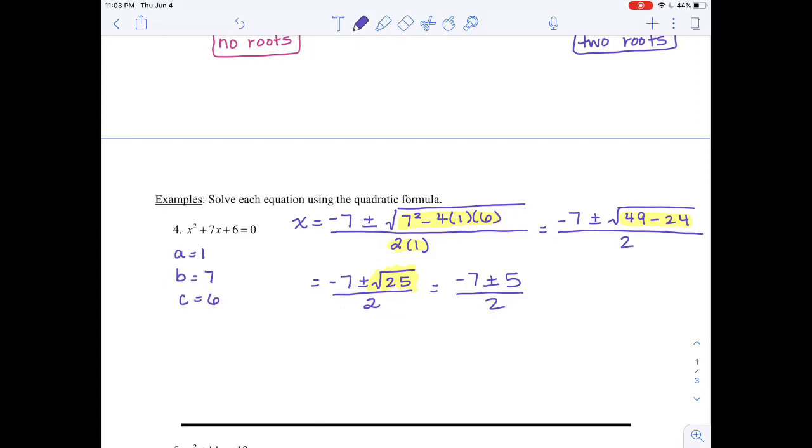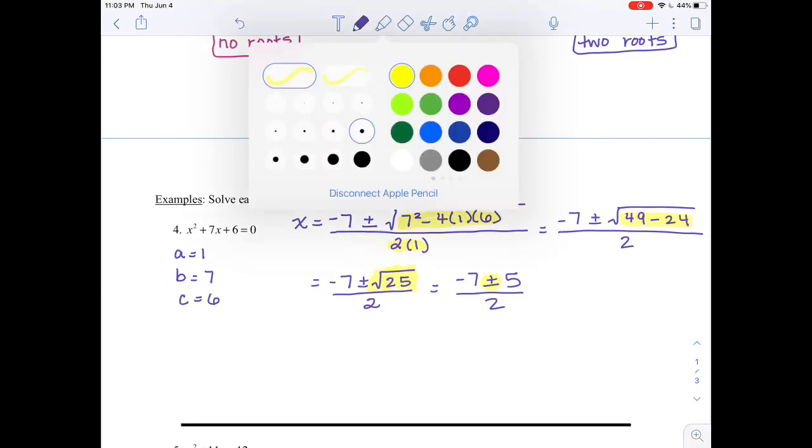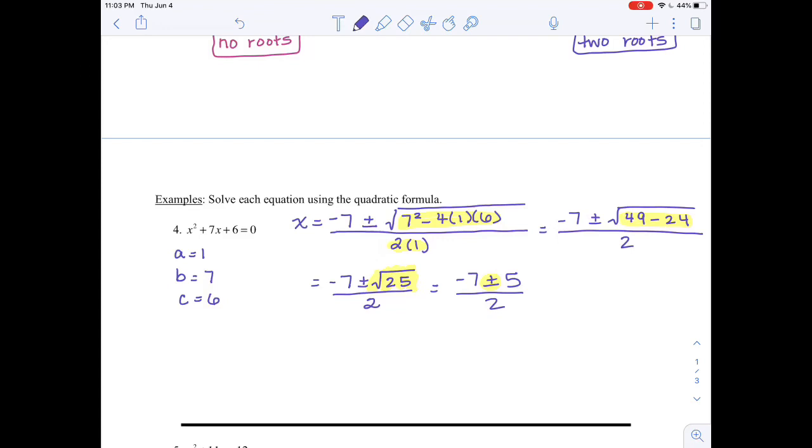Okay, now that we're at this point where we have plain old numbers for each part, notice that plus or minus sign. Plus or minus means that we have to do this expression once with a plus sign and once with a minus sign. So we're going to end up getting two answers in this question. So now I'm going to have x equals -7 plus 5 over 2. But I also have x equals -7 minus 5 over 2. So I'm going to make two expressions, one with a plus, one with a minus.